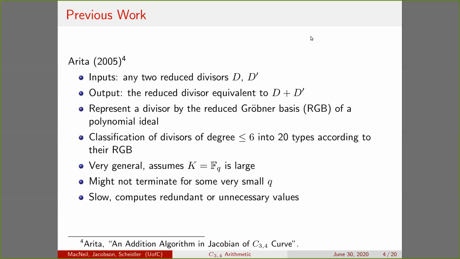Previously, Arita developed an algorithm to add any two reduced divisors on a C3-4 curve and output the reduced divisor equivalent to their sum. He represented divisors by the reduced Gröbner basis of a polynomial ideal and classified divisors into 20 different types according to the form of that reduced Gröbner basis. His algorithm was very general, but it did assume that the base field was sufficiently large. Over very small base fields, he handles some things recursively in a way that might not terminate on those small fields. His work is also slow in comparison to the later developments.